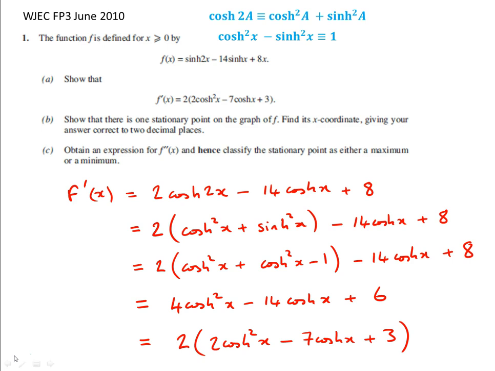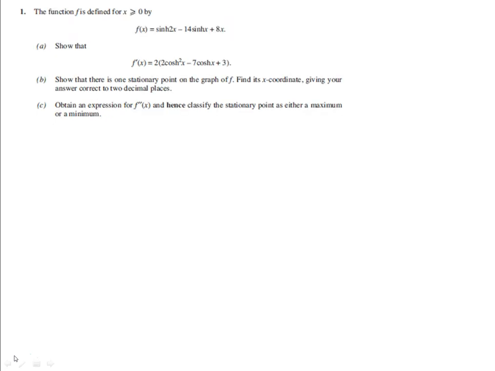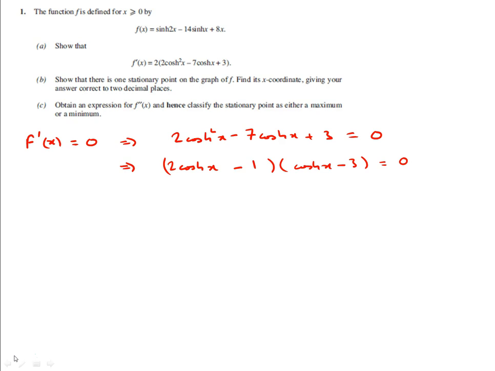For part B, we've got to show that there's only one stationary point on the graph of f. So if we've got a stationary point, we must have the value of f dash x equal to 0. So for a stationary point, we must have 2 cos squared x minus 7 cos x plus 3 equals 0. Well, we've got a quadratic equation there in cos x. That quadratic equation will factorise, and that will give us 2 cos x take away 1 times by cos x take away 3 equals 0.